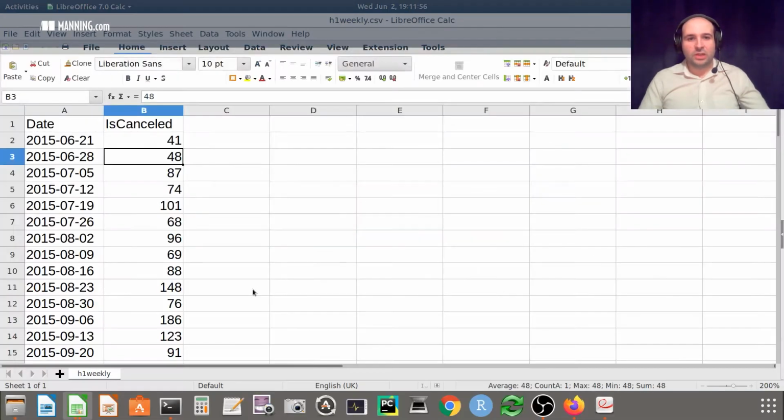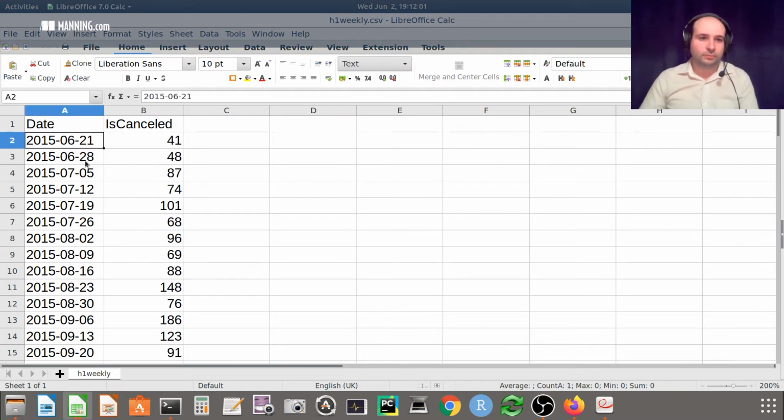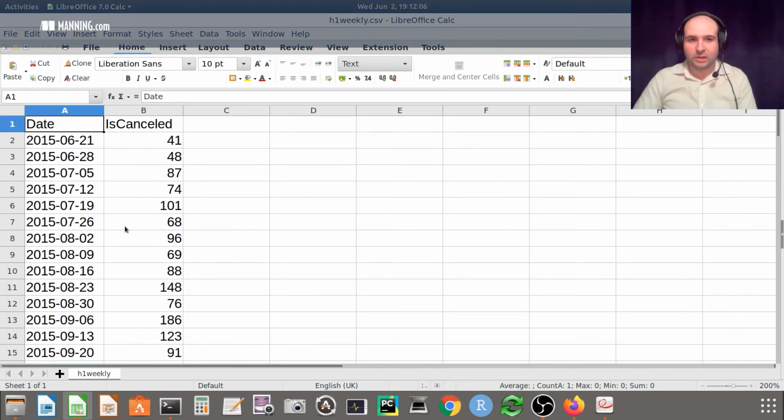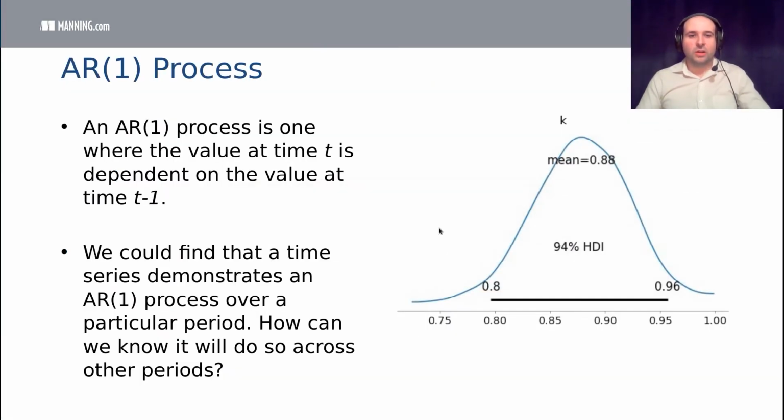Let's toggle back to the time series for a moment. You can see that we have data from June 2015 all the way up to August 2017. Now, we want to check if this time series follows an AR1 process. In other words, a process whereby the value we observe at time t is dependent on the value at time t minus 1. Now, we could say, for example, generate a partial autocorrelation function on the data I've just shown you and see whether it follows an AR1 process, for example.